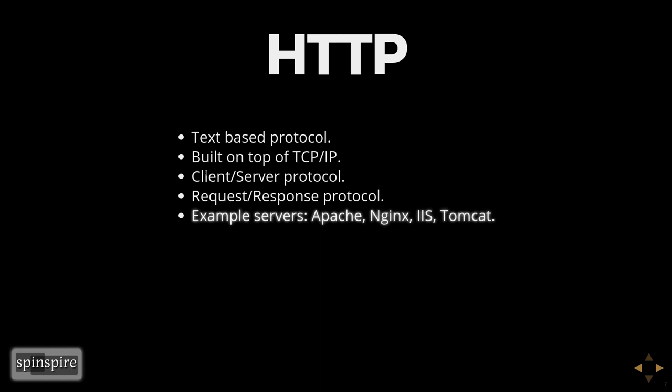So, some examples of the servers, when I say servers, I mean server software: Apache, the most common web server on the internet; Nginx, which is also a very good server, getting more popular nowadays; IIS, which is Microsoft Windows web server; and Tomcat, which is Java web server. Of course, there are many more examples than that, but these should give you some idea of what kind of server software is out there.